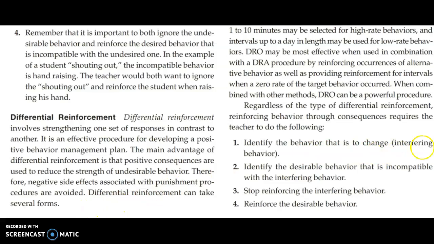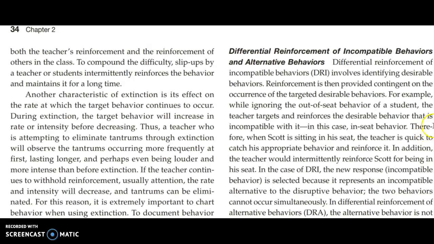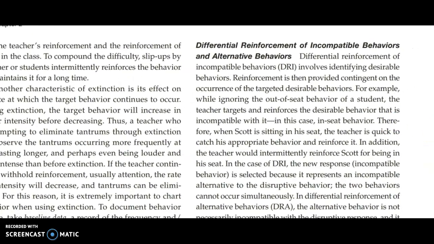So again, several forms of differential reinforcement. Okay, so one is, I keep having to move the screen. I'm sorry about that, y'all.